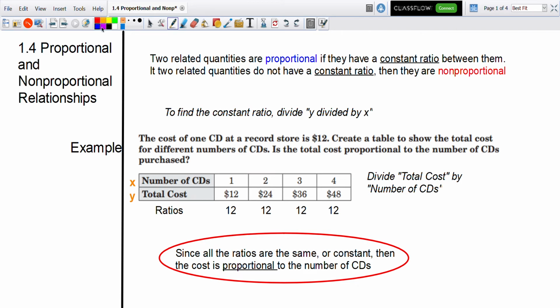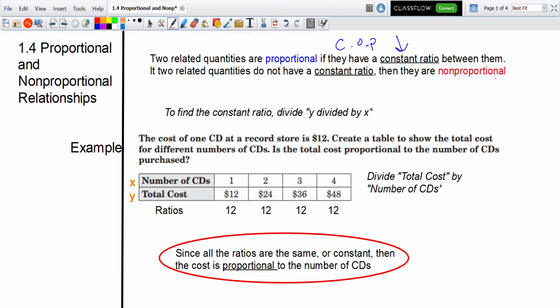Okay, in this lesson, we're going to be talking about proportional versus non-proportional relationships. For a relationship to be proportional, it must have a constant ratio. We often call this the constant of proportionality. If they do not have a constant ratio, then they are non-proportional.